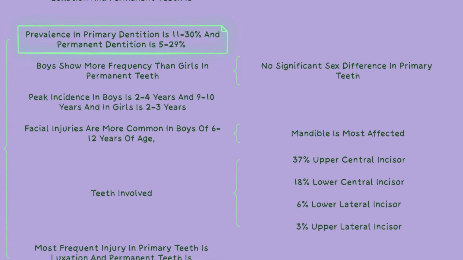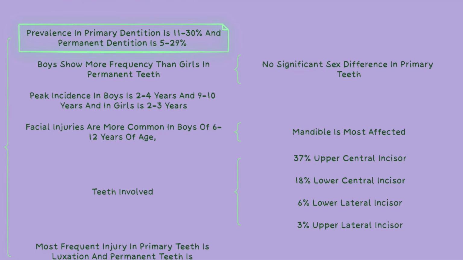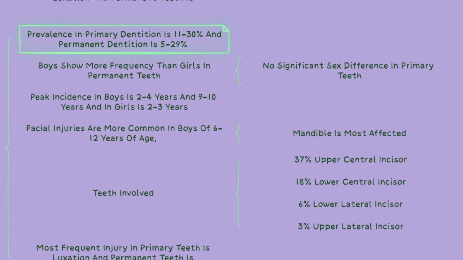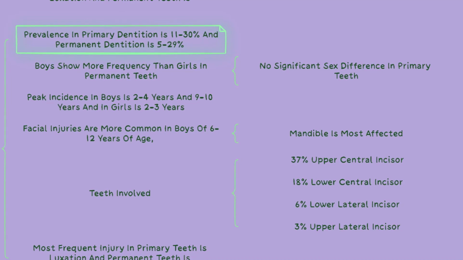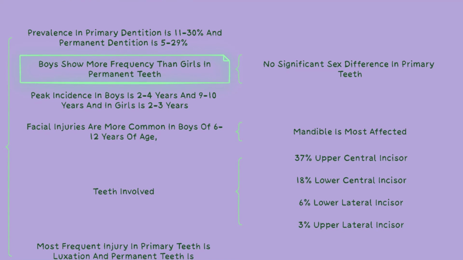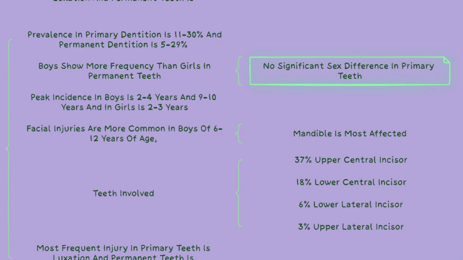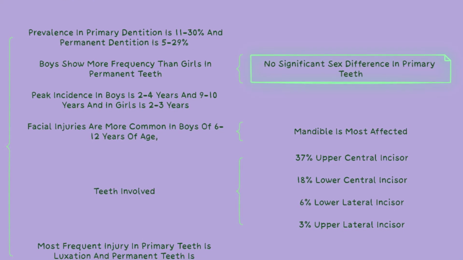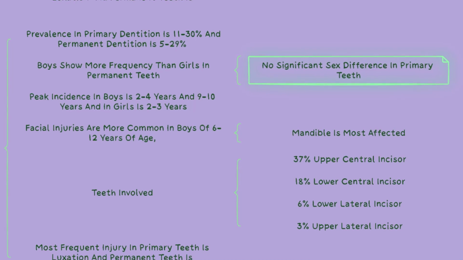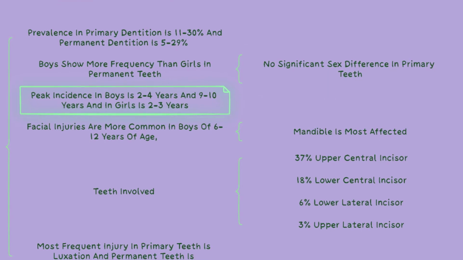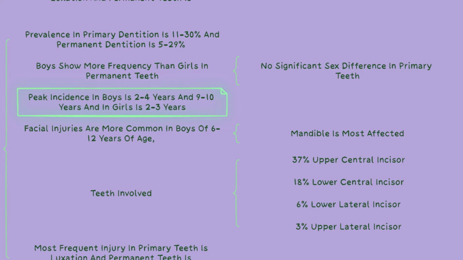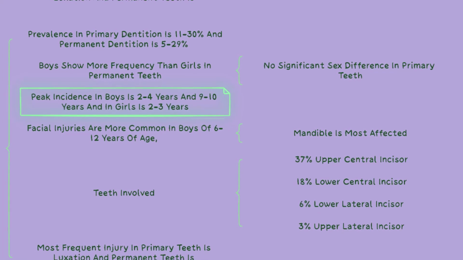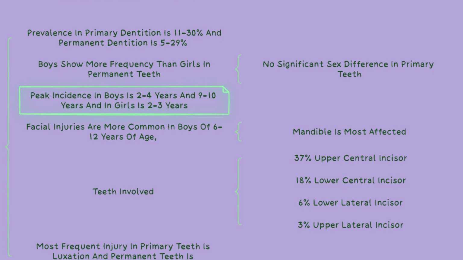Prevalence in primary dentition is around 11 to 30%, while in cases of permanent teeth, it varies from 5 to 29%. In permanent dentition, boys are more commonly affected than girls. However, in the case of primary dentition, there is no such sex predilection. In boys, the age group most commonly affected is between 2 to 4 years, and then again at 9 to 10 years. In girls, 2 to 3 years of age is more common.